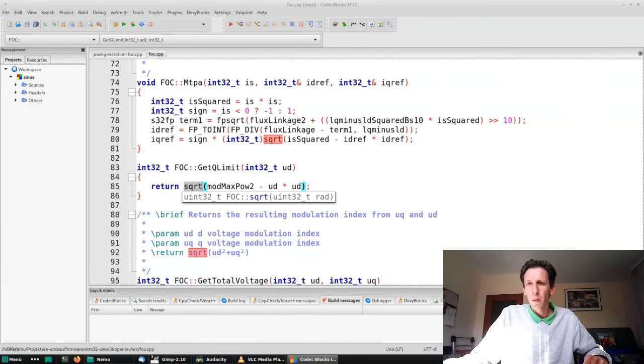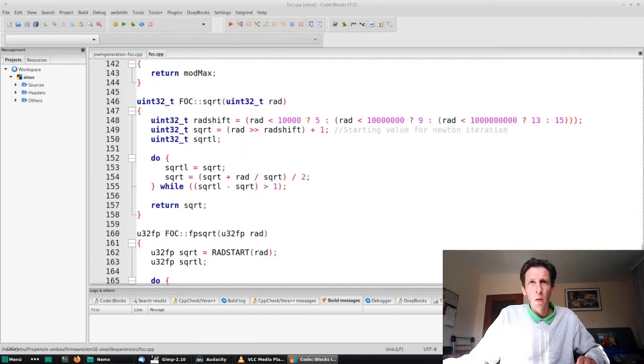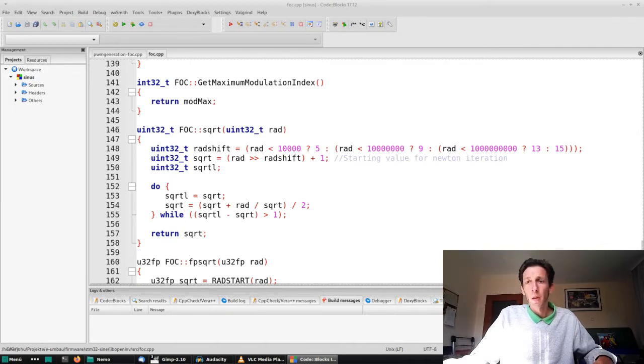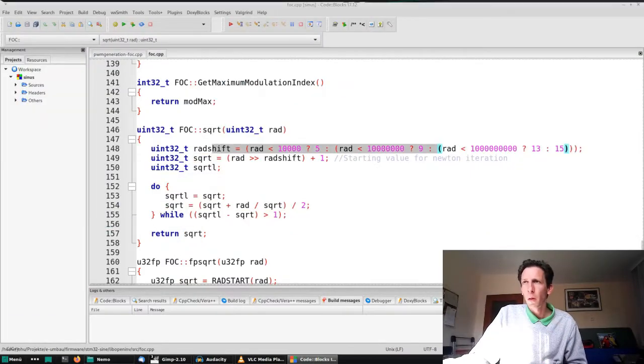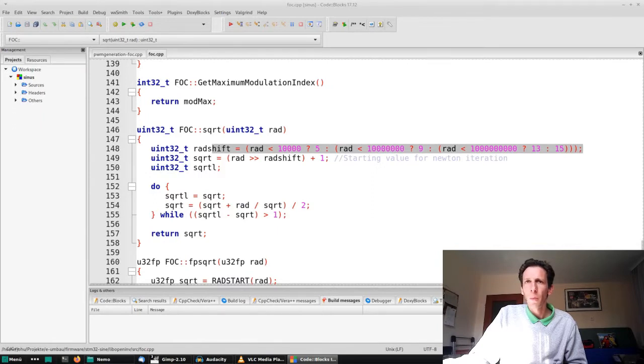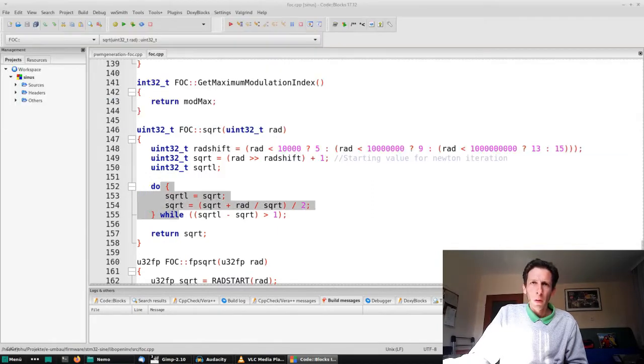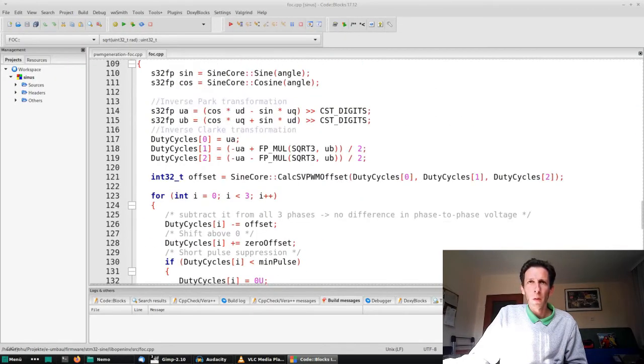and I've implemented a, what's it called again? Oh, I haven't commented it. A Newton iteration to calculate square root. So I've optimized this a bit. You can see up here I've optimized the starting value, and usually within, I think, like 4 iterations it will have arrived at the square root, so it doesn't take long at all.